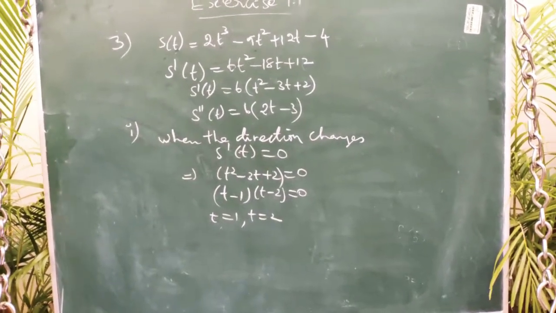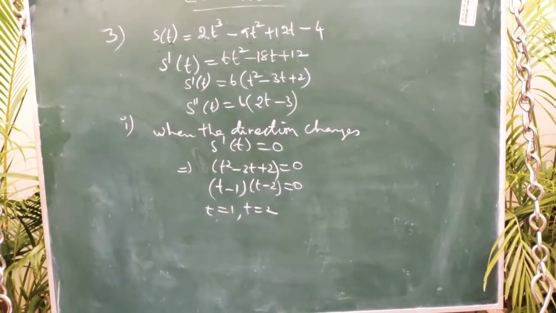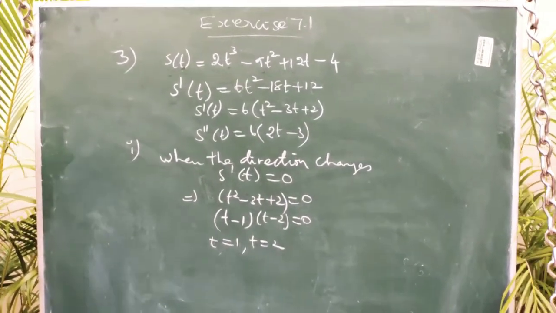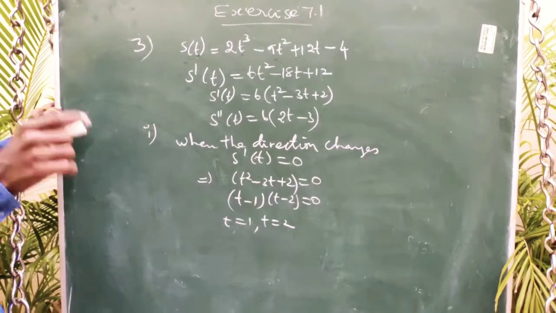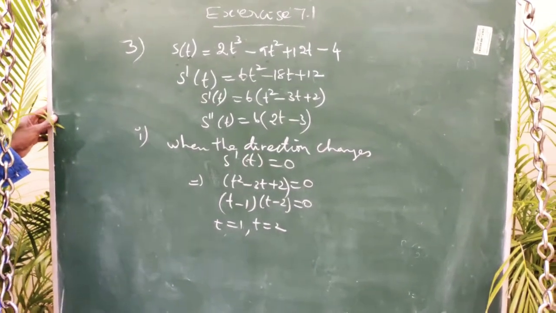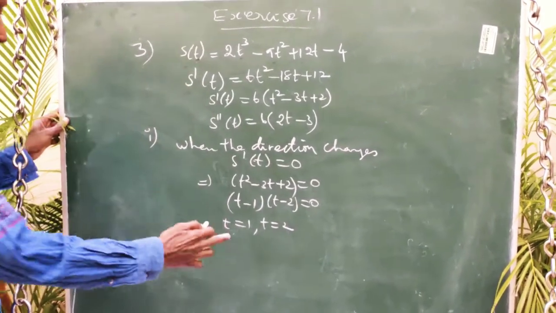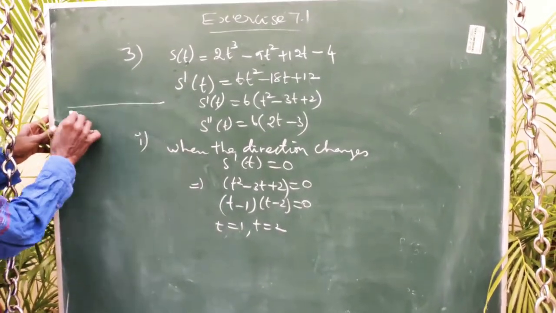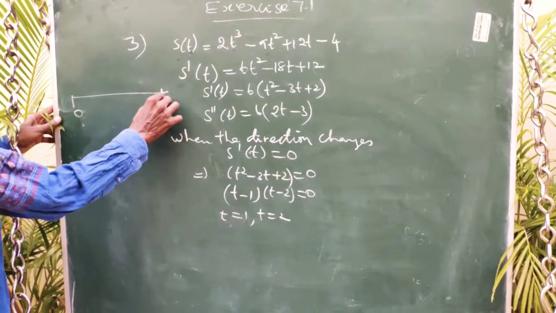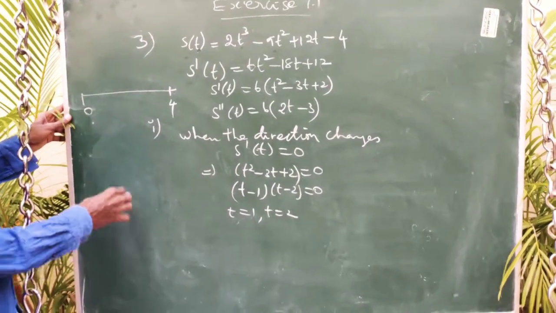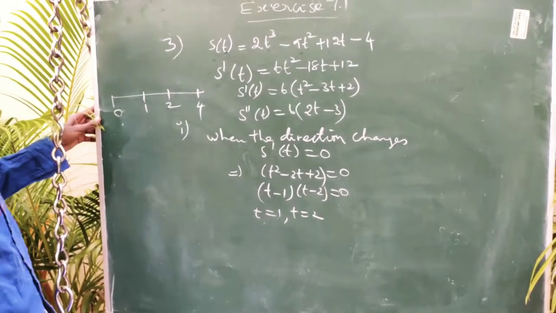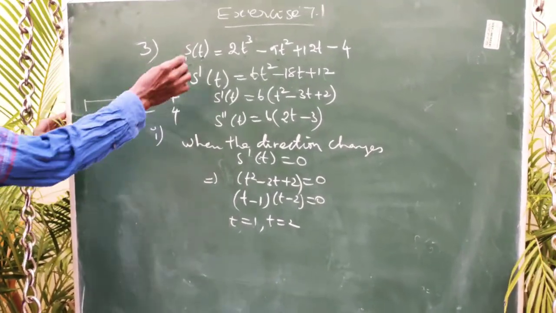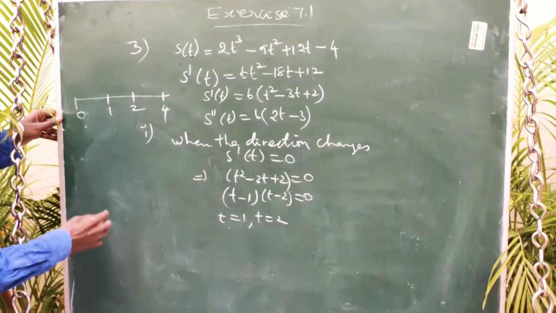To observe the direction changes, we have to draw the diagram, my dear student. It is very simple. The initial time is 0. Here it asks for the first 4 seconds, so the final time is 4. Between these two we have to take the points 1 and 2. So consider the corresponding distance traveled by that particle.